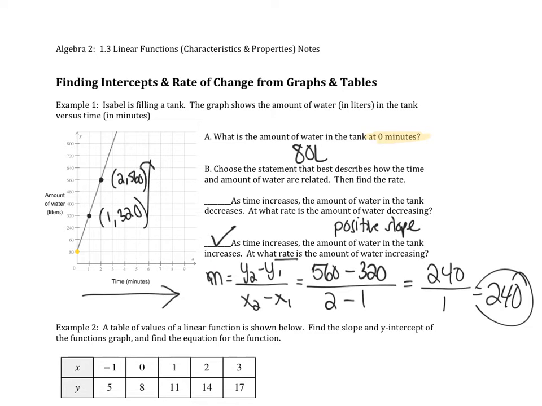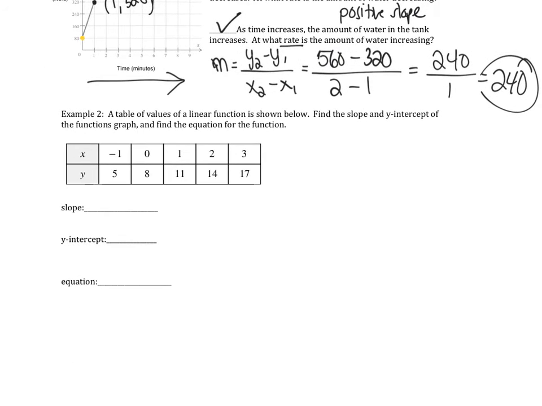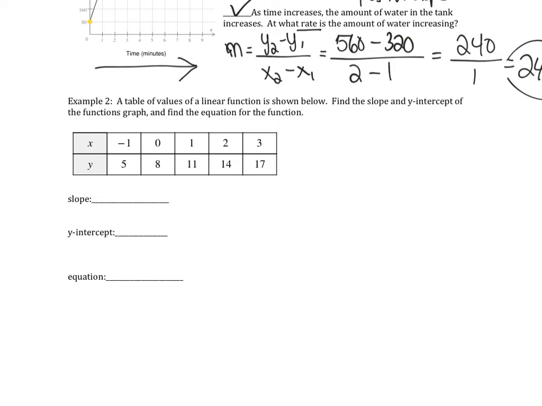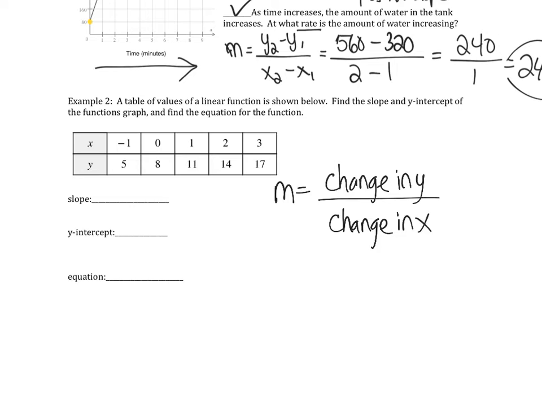Okay? So that is the most work that you're going to have to do with that type of problem. Let's look at the next one. In the next one, it gives you a table of values of a linear function: find the slope and y-intercept of the function, and then write the equation. When we are finding the slope based on a table, the slope is the change in y over the change in x, okay? So we have to figure out what the changes are.